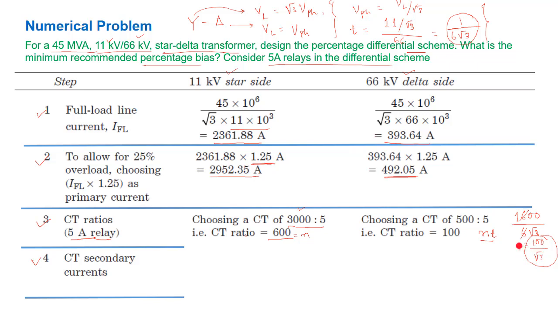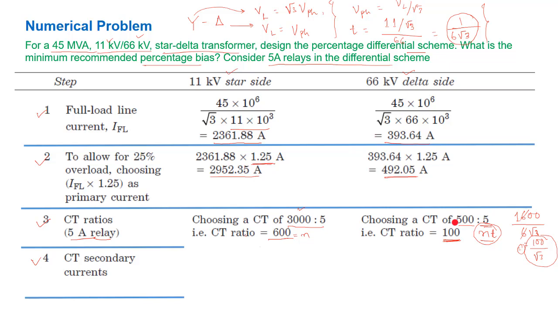Therefore, in order to match the standard availability of CTs, we considered 100 as the CT ratio. The CT primary side turns will be 500, and 500 is to 5, so your CT ratio will be 100. So let us assume 100, right. 1 by root 3 we cannot make, it is very difficult in CT designing.